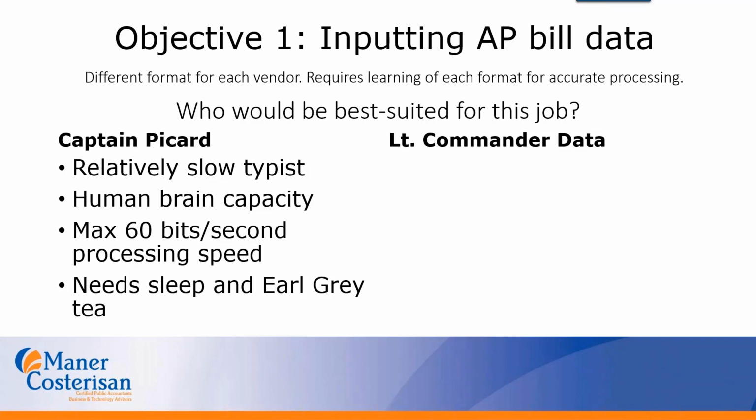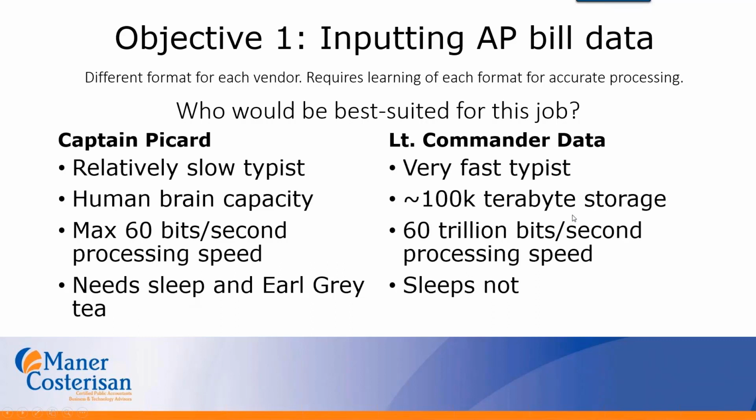Now, I don't think this is the average. I think 60 bits per second is almost like running 23 miles an hour as a human. Technically it's possible for the best runners, but most people are probably going to be measurably less than that. So it'd probably be a safe assumption to say most humans can process information between 30 and 60 bits per second. And then, of course, Captain Picard needs sleep and Earl Grey tea in order to function.